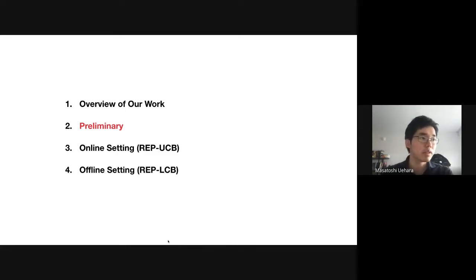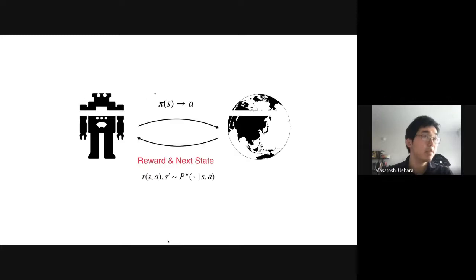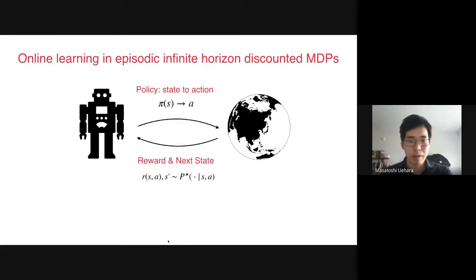Next, I'm going to talk about the preliminary stuff. Here is our online setting. First, robots are agents, and the world is the environment. And agents can execute a policy, and the world gives a reward and also the next state. Since we're going to talk about the online setting first, we always assume that we can execute a policy from an initial fixed state S0.